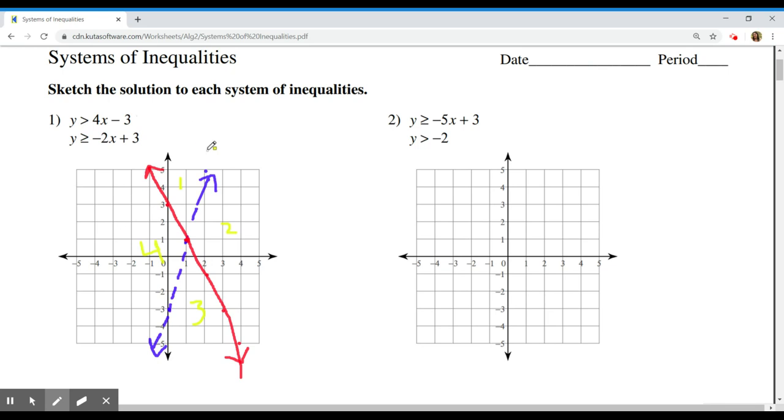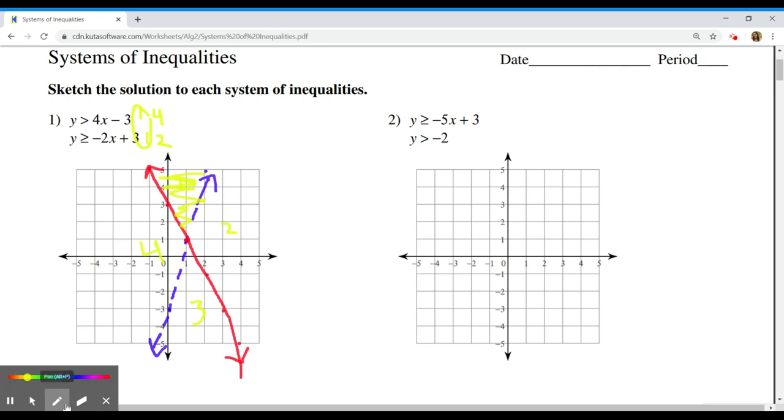If I focus just on this purple line here, y is greater than 4x minus 3. The 2 regions that were greater than are region 1 and region 4. For the red line, y is greater than or equal to negative 2x plus 3. Anything greater than this one would be region 1 or 2. So that means that region 1 is my area of overlap, and I would shade just this region.